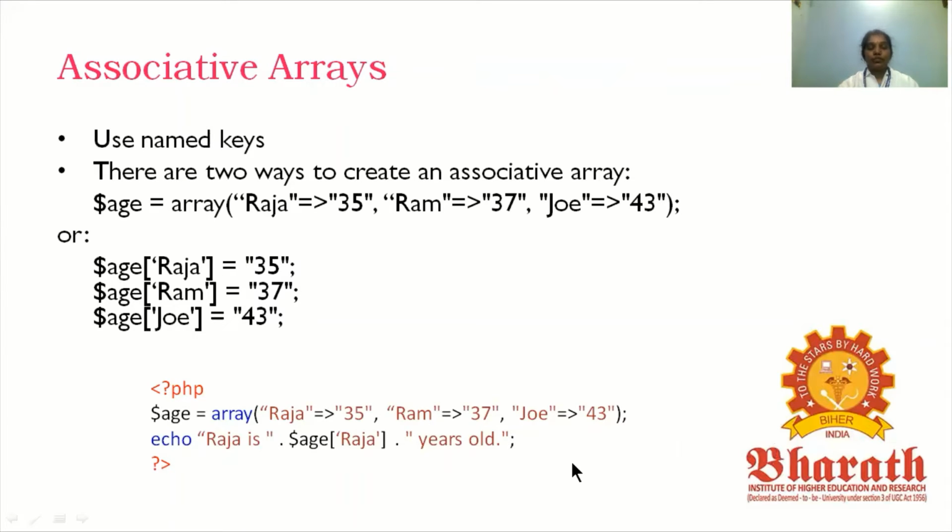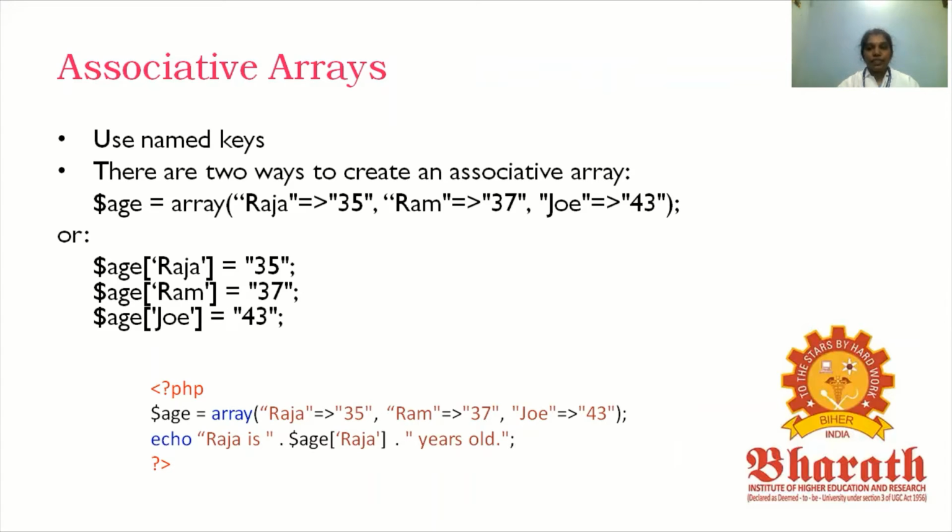Next one is associative arrays. So far we have discussed indexed arrays. Now we are going to discuss associative arrays. What is the main difference between an indexed array and an associative array? Indexed arrays use numeric values, but associative arrays use keys.